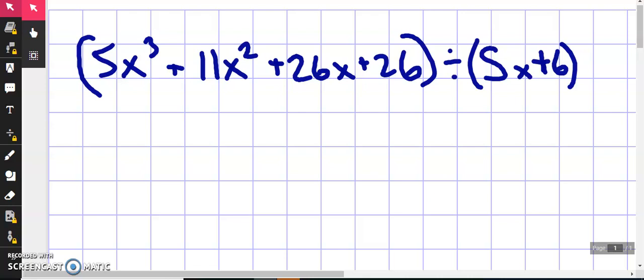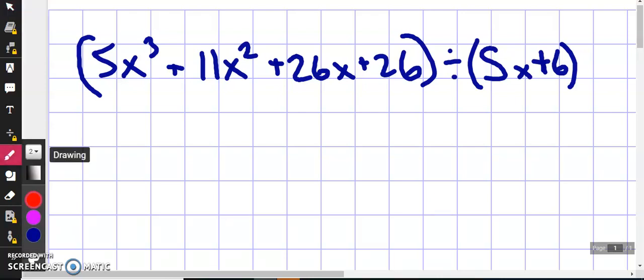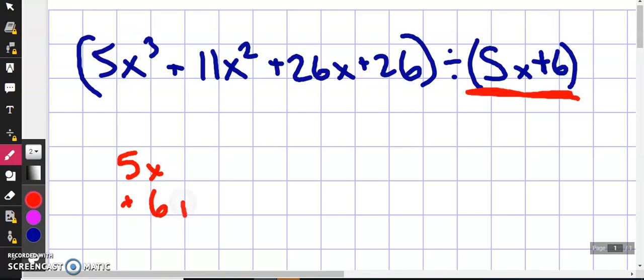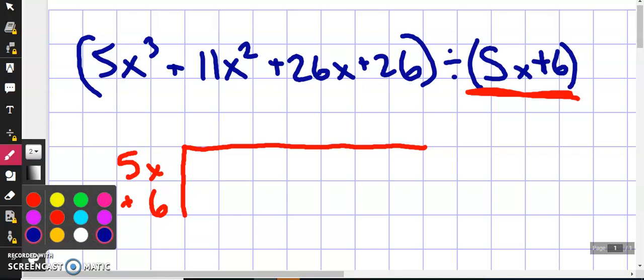So the way that this is going to work is I'm going to take the smaller of the two parentheses, the smaller set. So in this case, the 5x plus 6. And I'm going to put that outside of my box going vertically. And then what I'm going to do is take my larger set, or the one with the highest exponent, and I'm going to one by one put those values in the box.